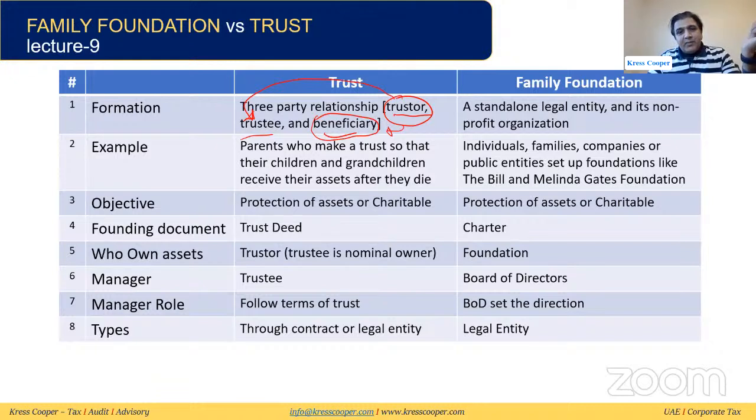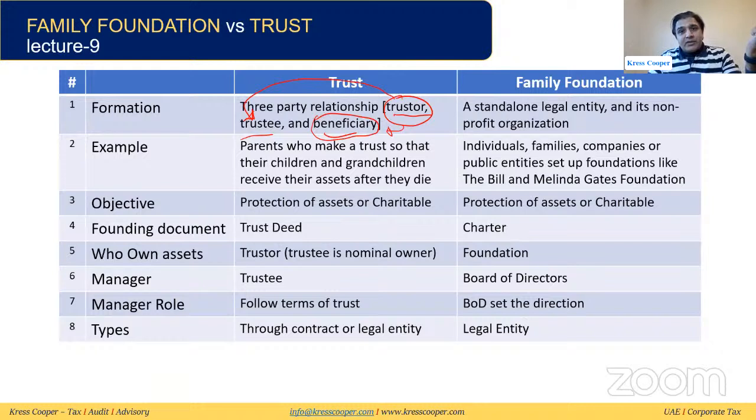Legal ownership will remain with the trustor, trustee with the nominal owner, and at the end, these assets will be transferred, or these assets will be utilized for the beneficiary. Once it is transferred, then the trustor will transfer the ownership in the name of the beneficiary.